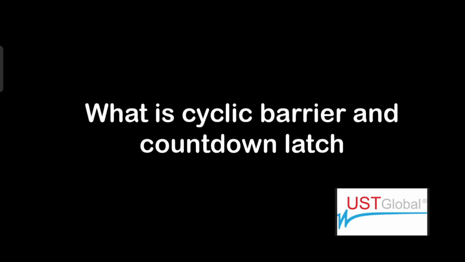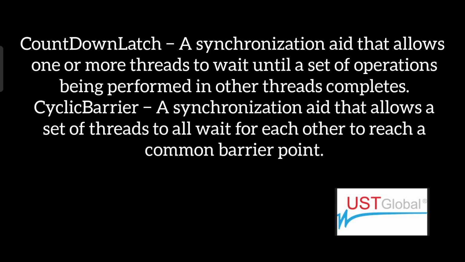So what is CyclicBarrier and CountDownLatch? Ideally, CountDownLatch is a synchronization aid that allows one or more threads to wait until a set of operations being performed in other threads completes. On the other hand, CyclicBarrier is a synchronization aid that allows a set of threads to wait for each other to reach a common barrier point.